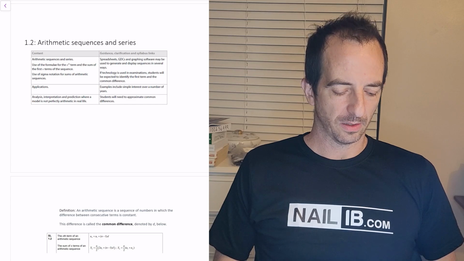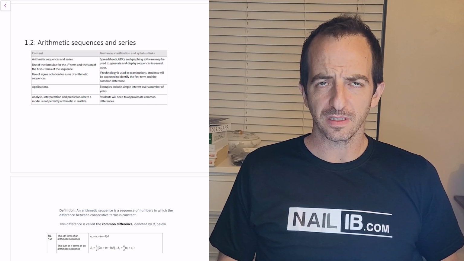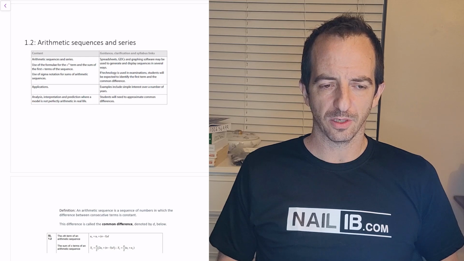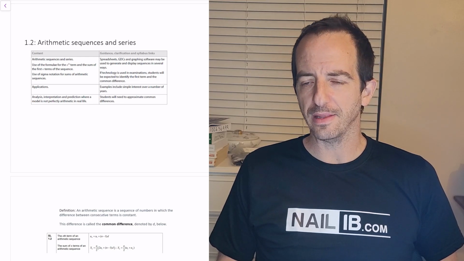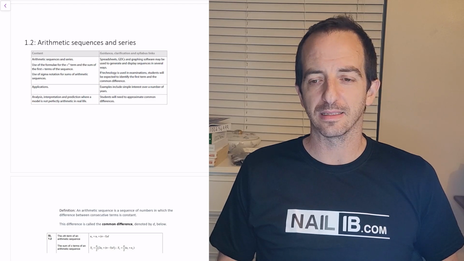So welcome to standard 1.2, arithmetic sequences and series. This is a fairly straightforward standard. The main things we have to know are the formula for the nth term of an element in the sequence, and also a way to calculate the sum of elements in a sequence, an arithmetic series.